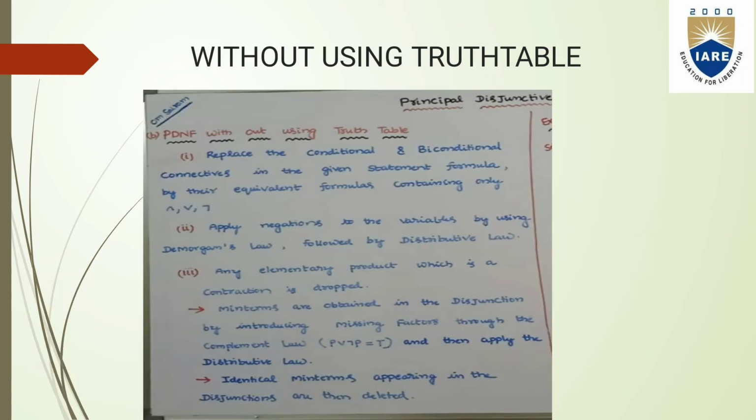Now, to find the PDNF value without using a truth table, we have to follow certain steps. So we'll see the steps first. PDNF without using a truth table.